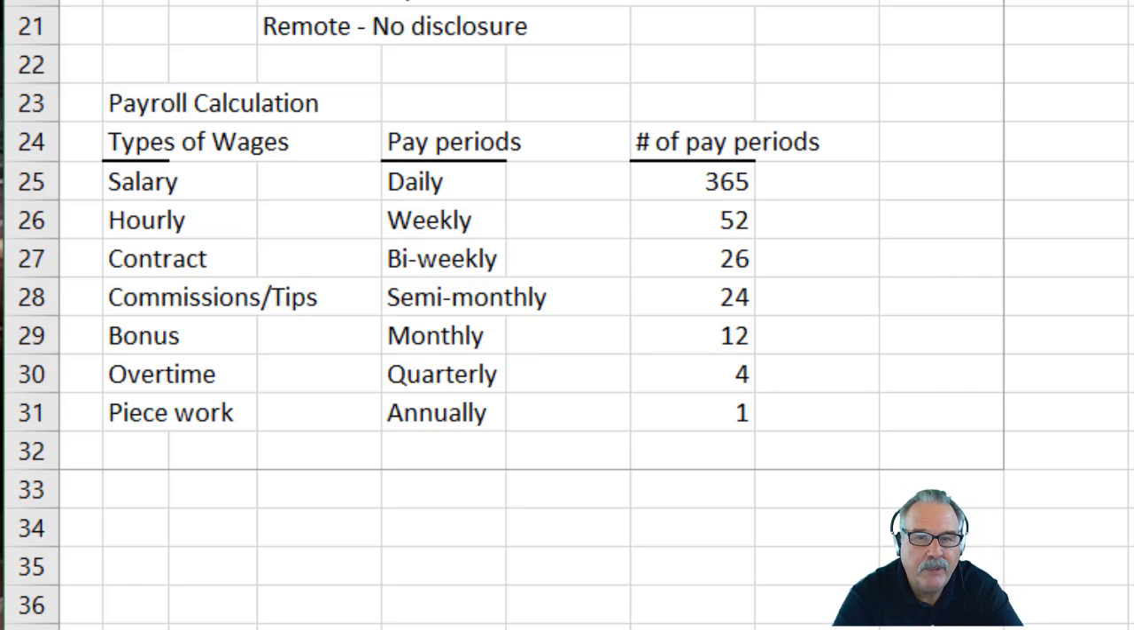Now, we can have different pay periods. Pay periods can be daily, not particularly useful. Weekly, a lot of retail uses weekly pay periods. In other words, they pay people every week. We can do bi-weekly, which means that's every 2 weeks. It could be semi-monthly, which is twice a month. That's a little different than bi-weekly. Monthly, of course, is once a month. Quarterly, every 3 months, and then annually.